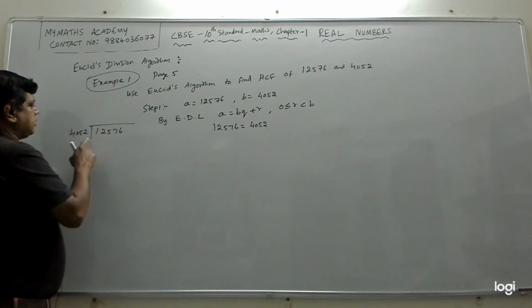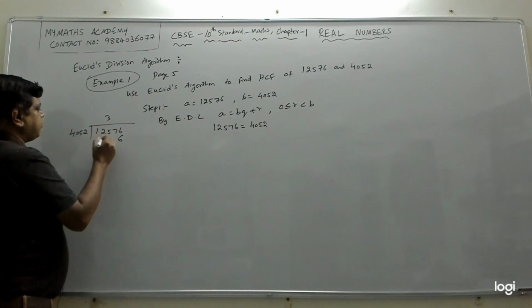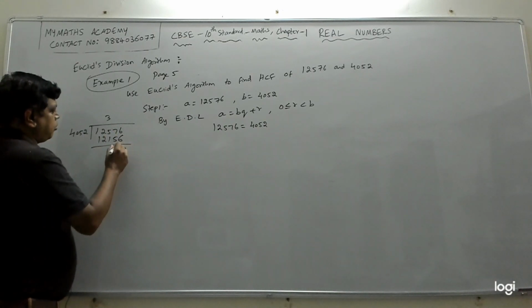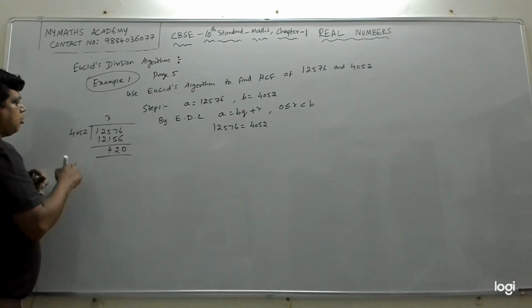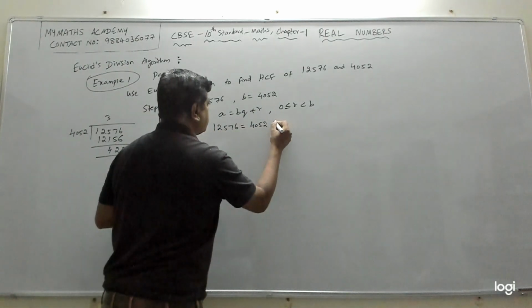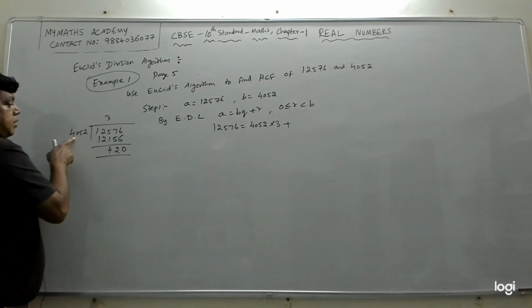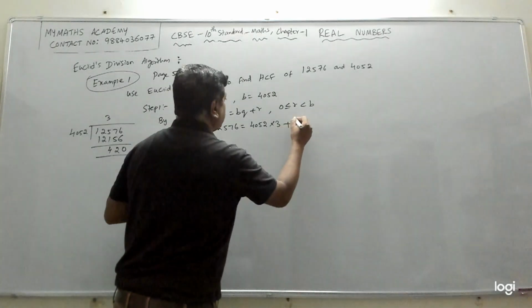So we do normal division, then you try 3 times. 3 2s are 6, 3 5s are 15, 3 4s are 12. Now if you subtract this, 25 minus 14. So now this is your Q, this is your R. So my Q is 3, 4052 into 3 plus R is 420, and that should be less than this number. The R should be less than the divisor. So 4052 into 3 plus 420.